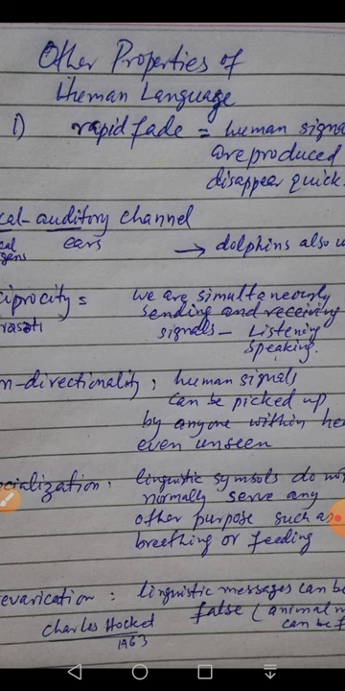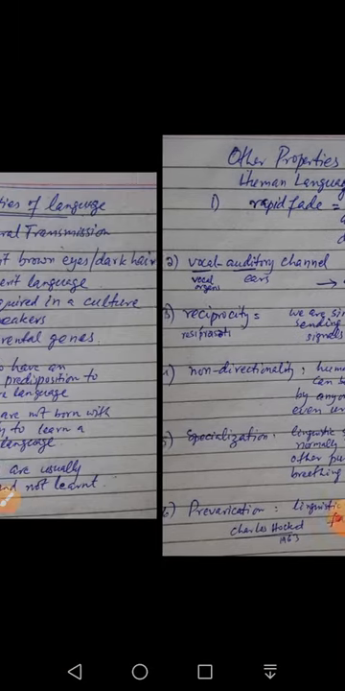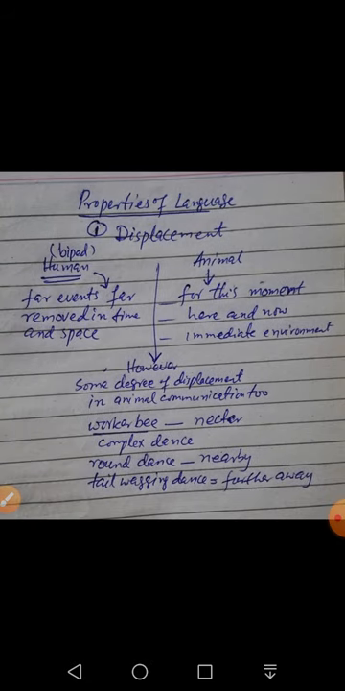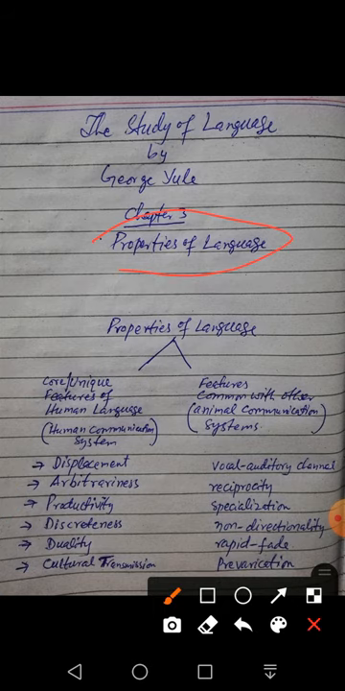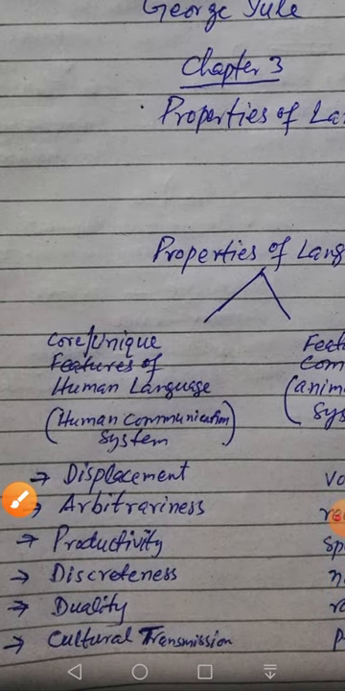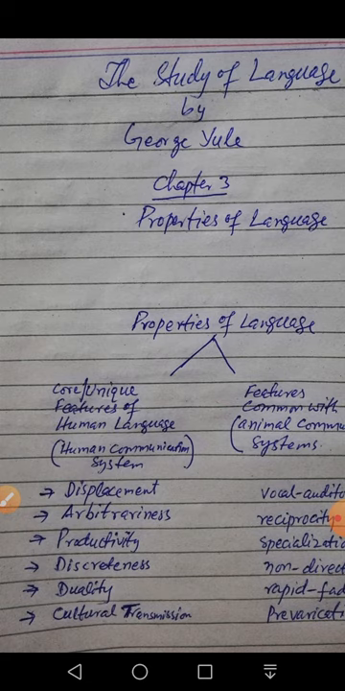Today I have just discussed some of the features of the human communication system as well as the animal communication system, but the topic was properties of human language. As I just mentioned, human language has 12 properties as mentioned by George Yule. One set is unique to human language, and another set represents those features which are shared by humans as well as animals. The properties unique to human language are displacement, arbitrariness, productivity, discreteness, duality, and cultural transmission.